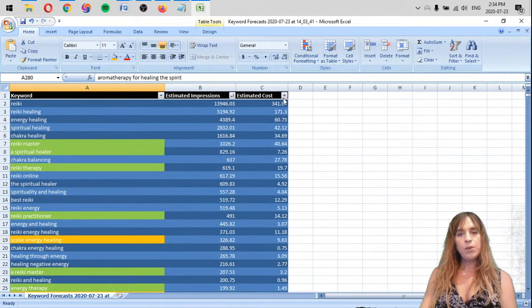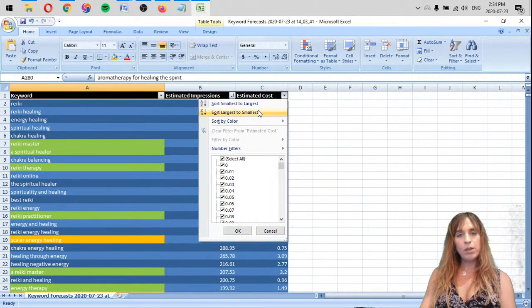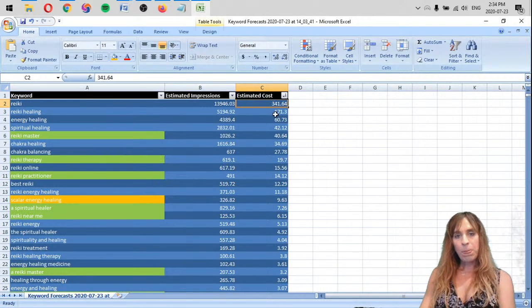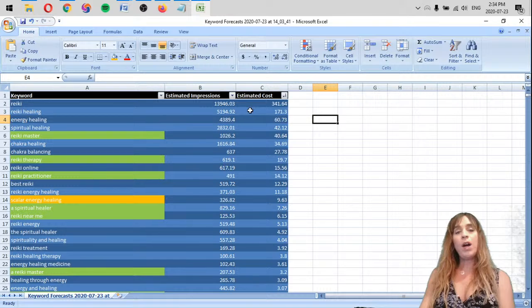Okay, so we've got all these different keywords, and we've marked some of them green. And what we're going to do as well is sort largest to smallest with estimated cost. So the higher the cost in general, the higher the competition for that keyword. And so often, but not always, you find the higher trafficked keywords have a higher cost.